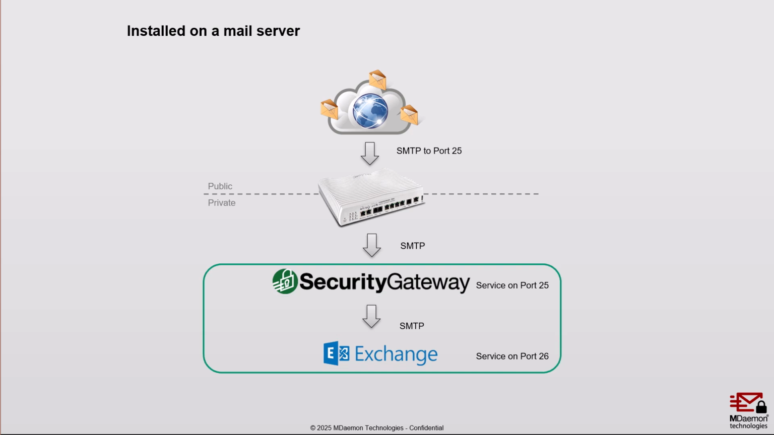Now, if you do decide to install Security Gateway on the mail server itself, then what we want to avoid is a port conflict. The easiest way to do that is to change the SMTP port that the mail server is listening on to a different port, such as port 26, and then have your users configure their mail clients to connect to that mail server on that new port, in this case, port 26. And then on the outbound side, you can configure your mail server to send to Security Gateway, basically to itself or localhost, but send it to the mail server on port 25.